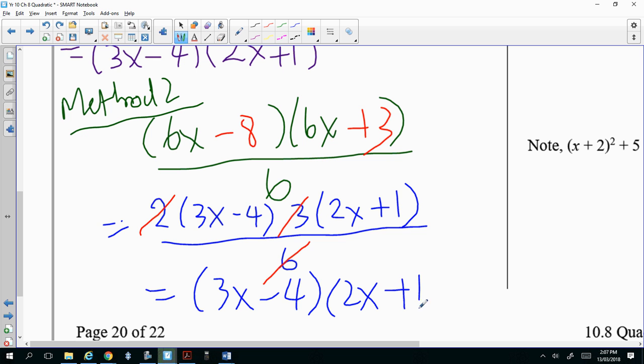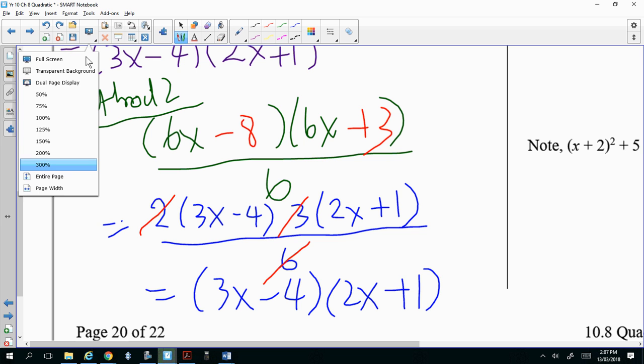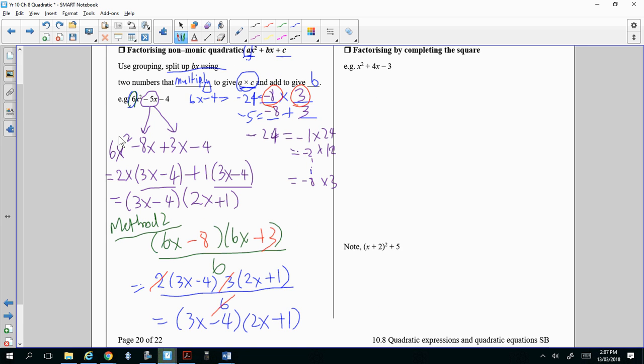Alright, any question? Alright, think about this. Method 1 is like this: split the two terms, but you still have to use the -24 and -5, and the first one is splitting the terms and factorizing in pairs. But method 2 requires you to write 6x, 6x, and 6 there. And then you have to factorize the common factor.